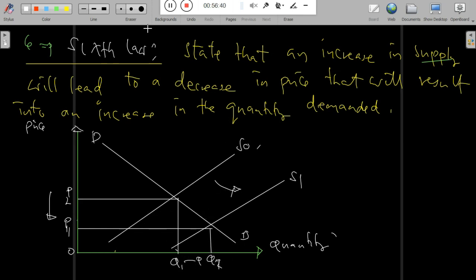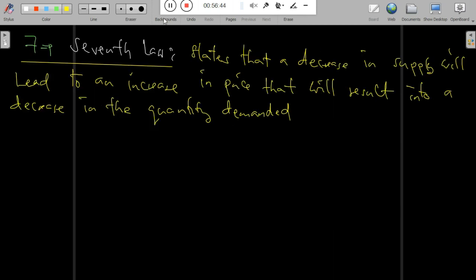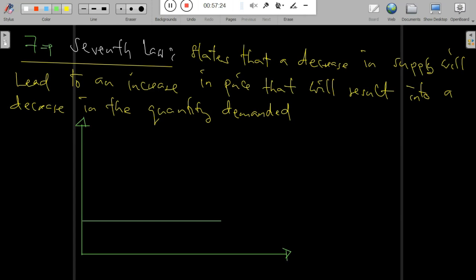The seventh law states that a decrease in the supply will lead to an increase in price that will result in a decrease in quantity demanded. You could ask, is this kind of condition possible to happen in the market? In some rare cases, it can happen, but actually, this comes because consumers tend to observe that what is actually sold is highly needed by the consumers.